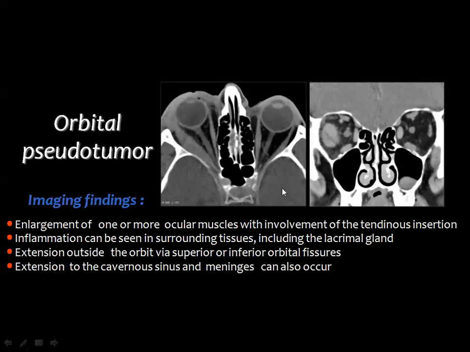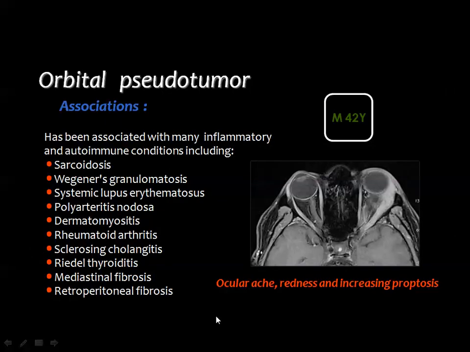And this is an example of right-sided orbital pseudotumor. There is reticulation of the intraorbital fat, a swelling of one of the muscles, and here this is the lateral rectus, and a swelling of the lacrimal gland. Then these are, in most of the cases, the components of orbital pseudotumor.